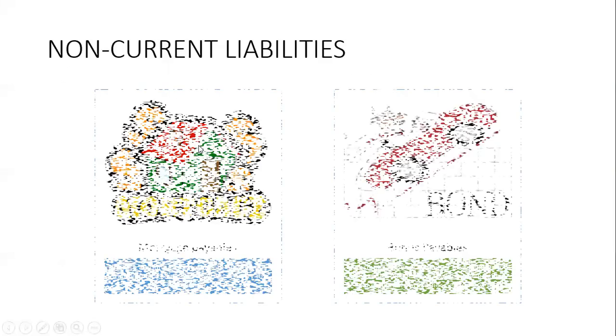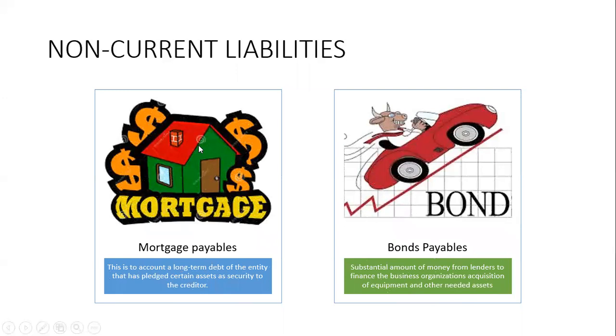The next one is non-current liabilities. So pag sinabi nating non-current, hindi siya within 1 year or 1 year. So it is more than 1 year. So example of non-current liabilities includes mortgage payable.